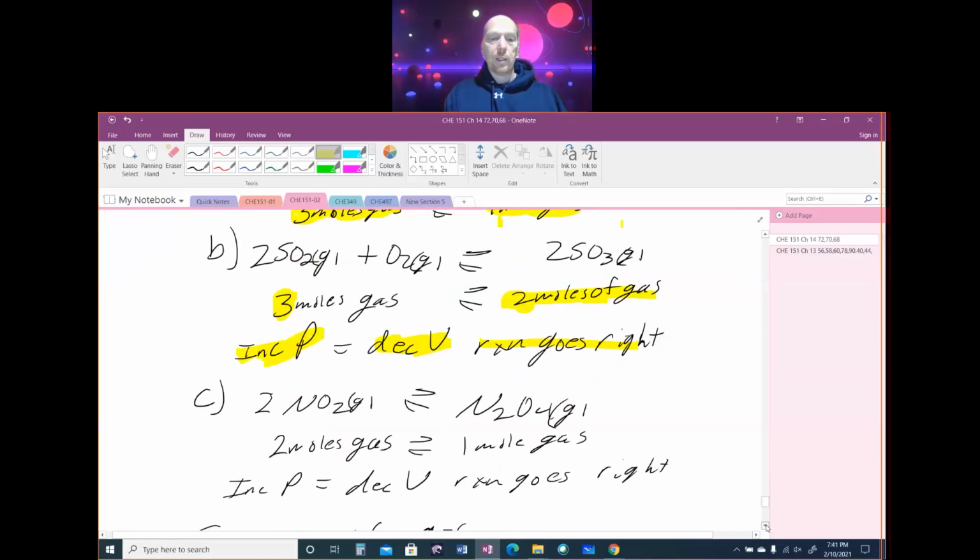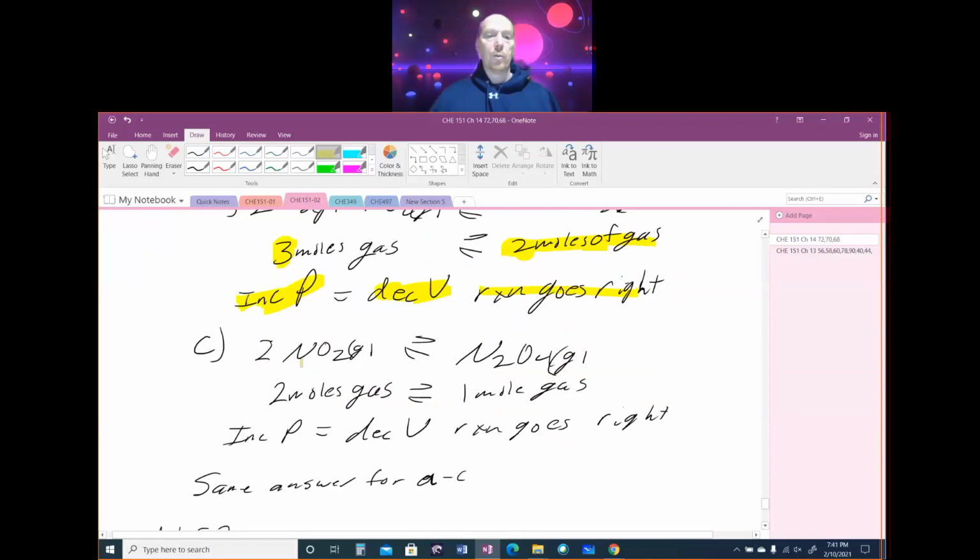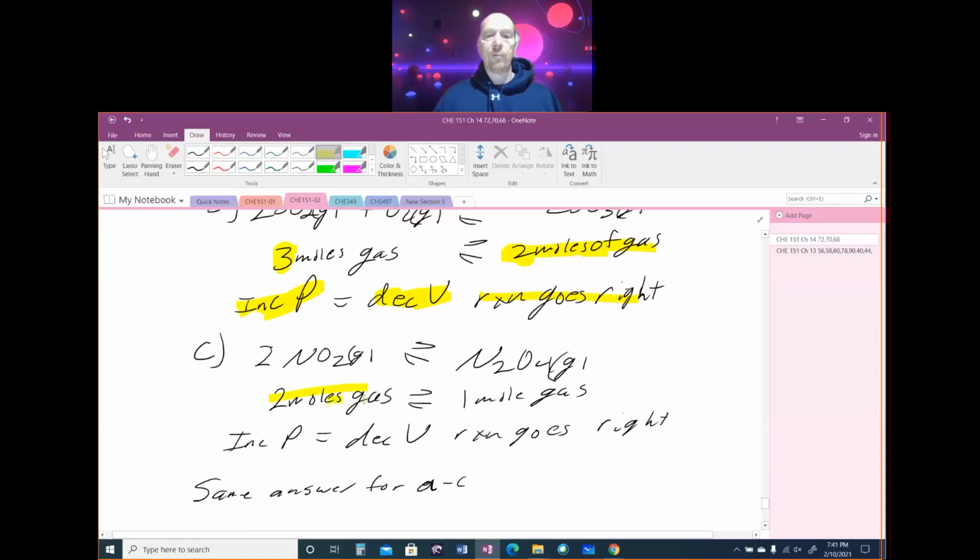All right, and then the last one here, you have 2 moles of gas on the left. You have 1 mole of gas on the right. Why they had A, B, and C be exactly the same, I don't know, but they did. Each one of those, you had fewer moles of gas on the right. So every one of these, you want to increase the pressure to decrease the volume because we want it to go to the right. And every time, the right side had the fewer moles of gas. And so all of those answers are the same.